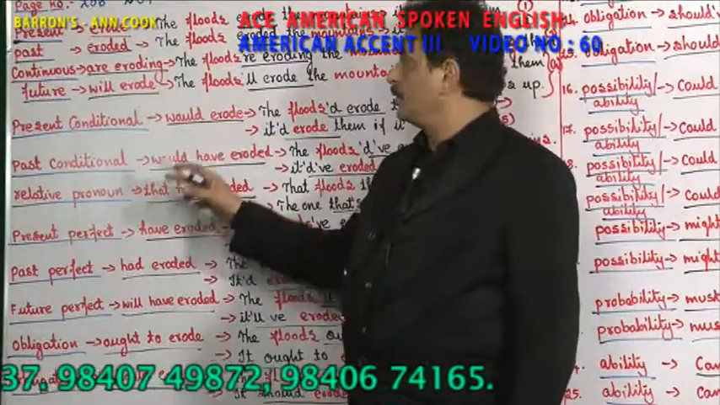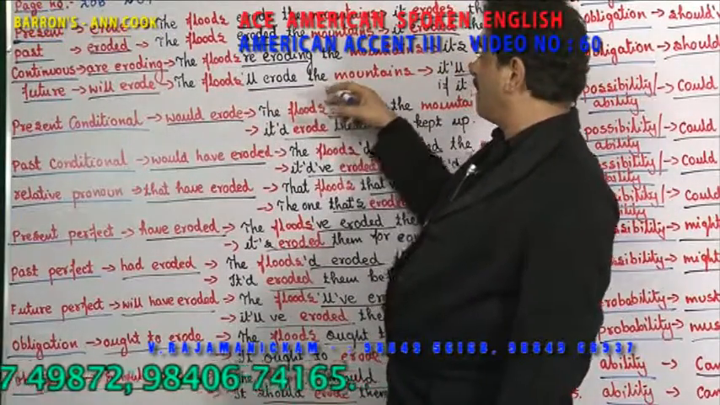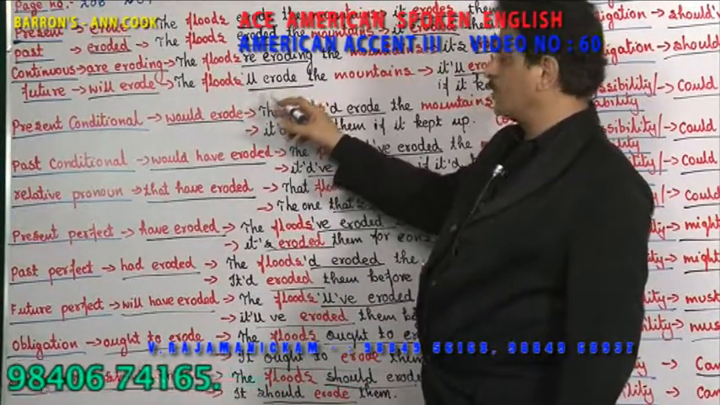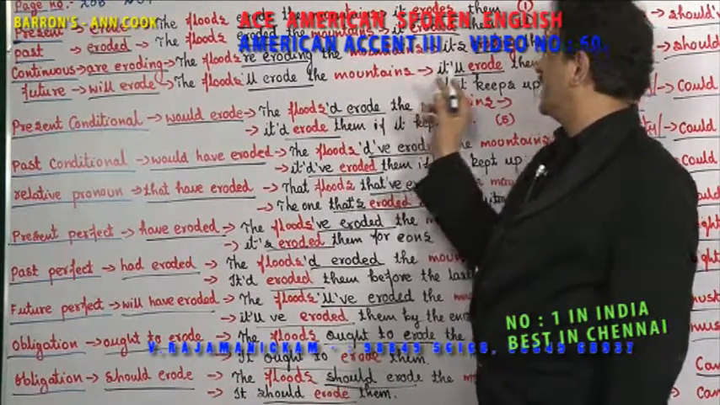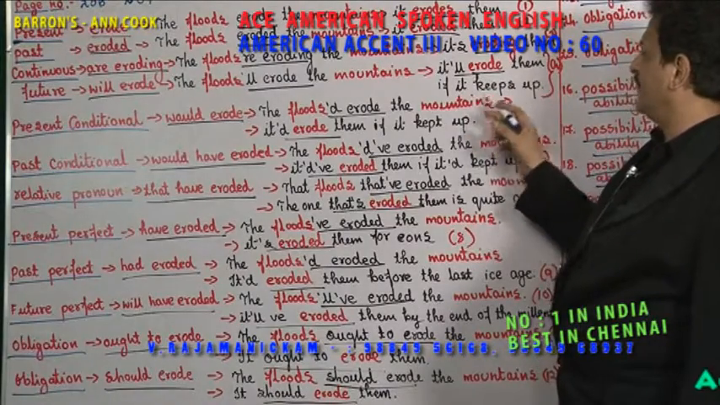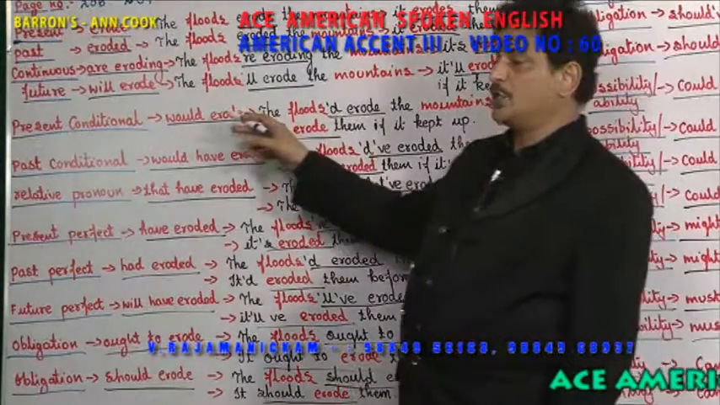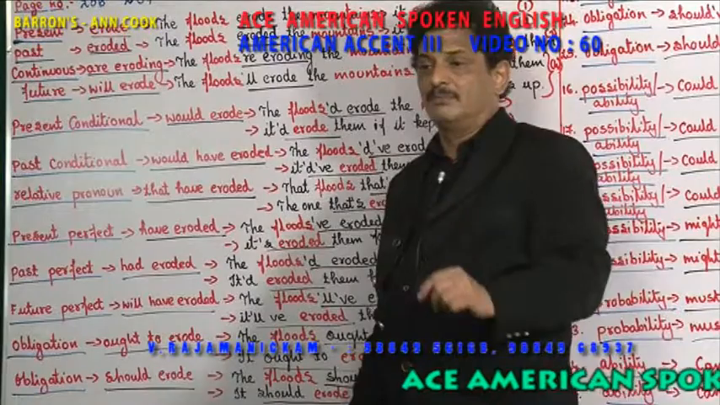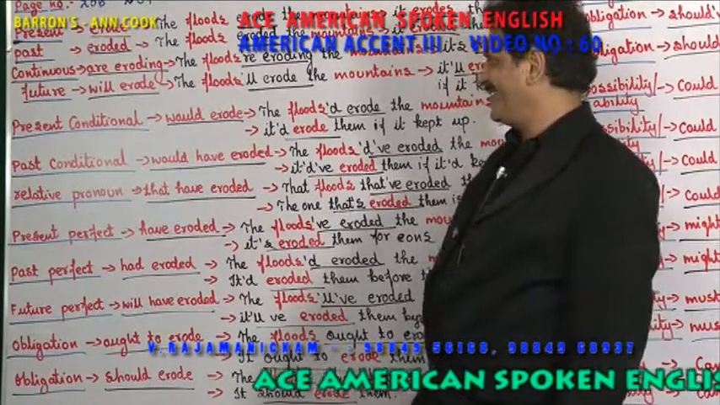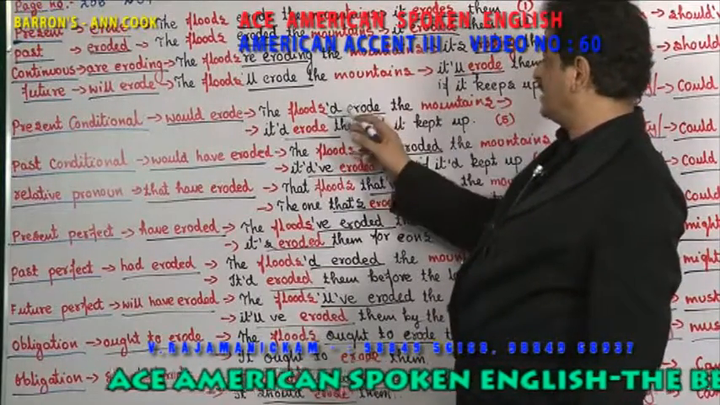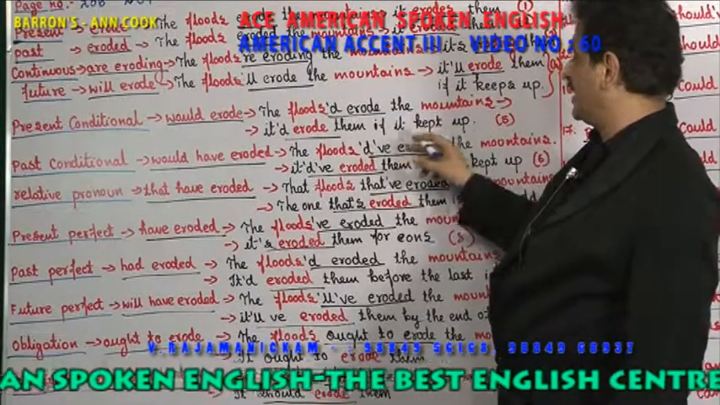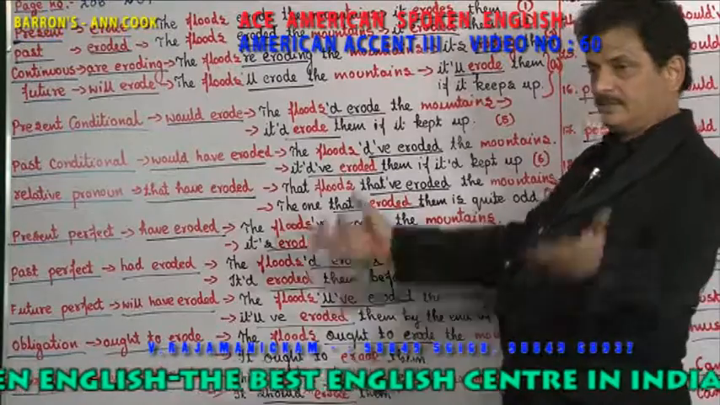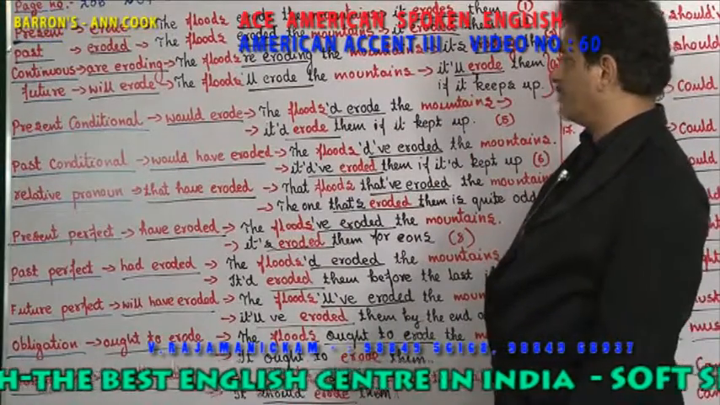Future: will erode. The floods will erode the mountains. The floods will erode, not will erode. The floods will erode the mountains. It will erode them if it keeps up. Present conditional: would erode. I would come for your marriage if you invite me. So the floods would erode the mountains. It would erode them if it kept up. If the flood level goes up, it will erode them.